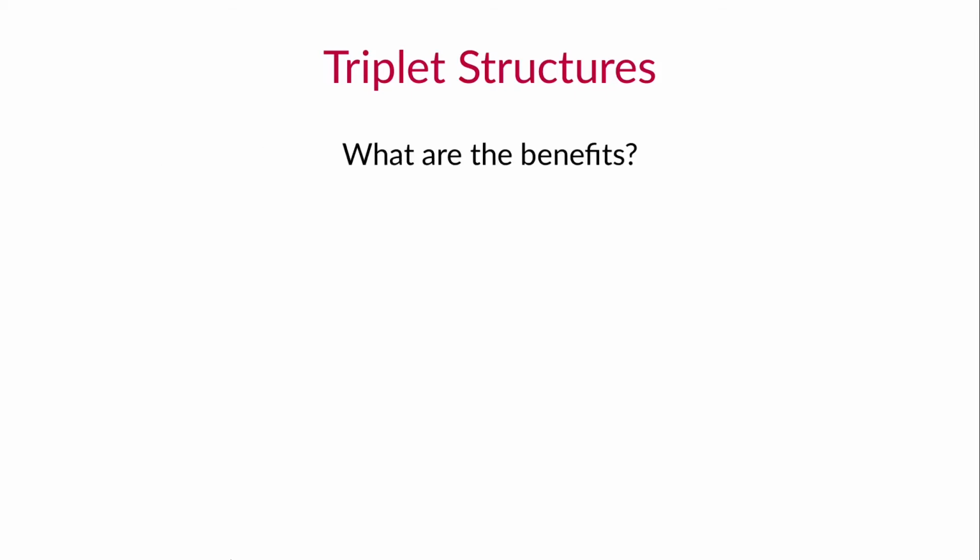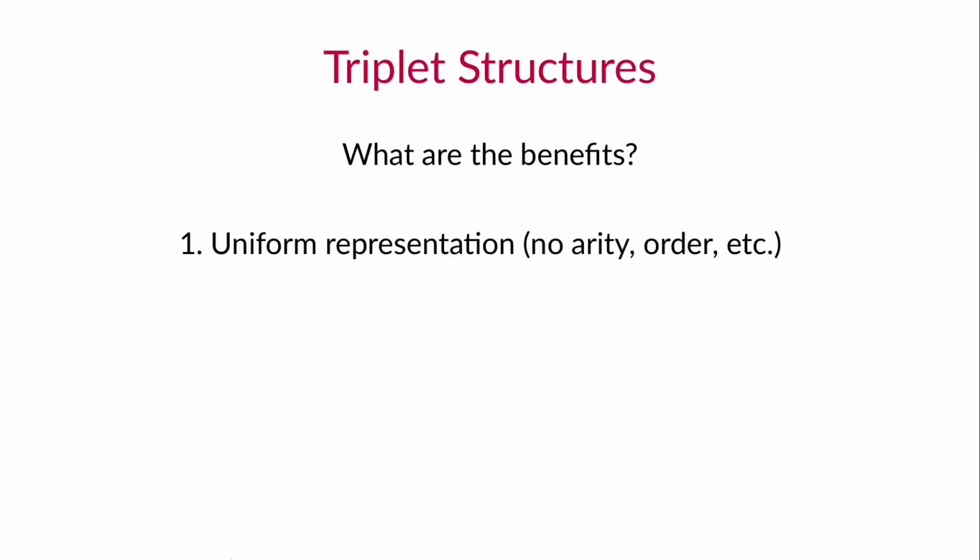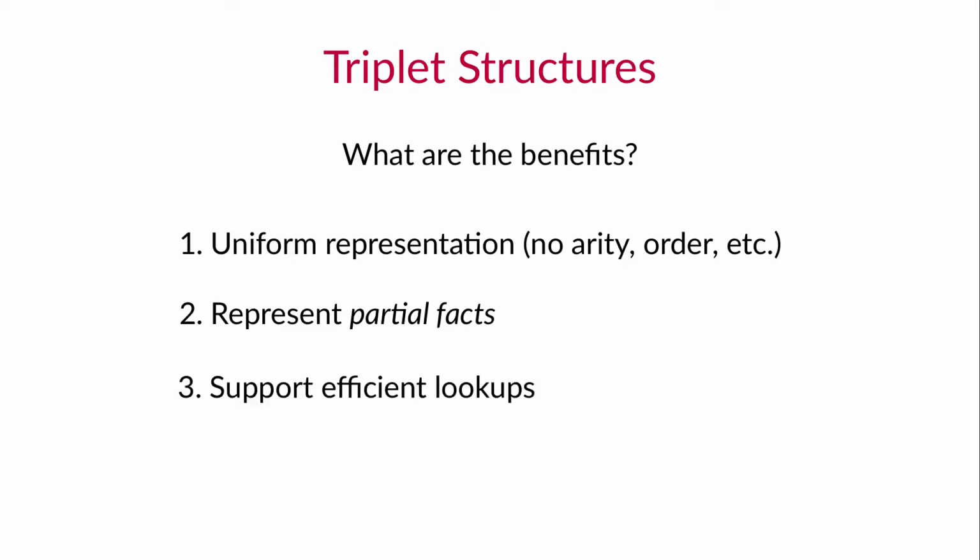Triplet structures have a number of benefits. They allow a uniform representation of facts that doesn't require special handling for different arities or order of functions. They can effectively represent partial facts that may be filled in more completely later during an inference process. And finally, they can be efficiently implemented to enable fast querying and modification.